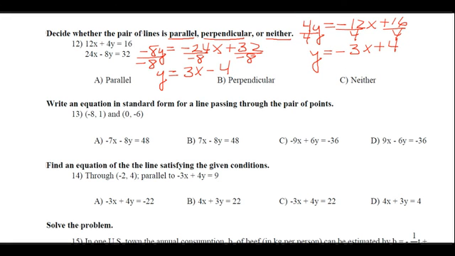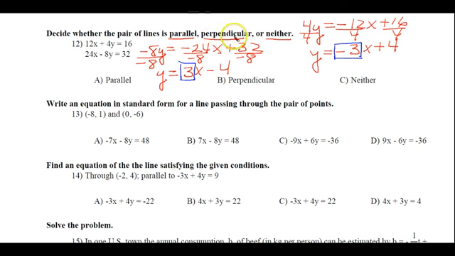Now, what we do is we compare our slopes. So this equation, the slope is 3. This equation, the slope is negative 3. Now, are the slopes the same? No. So the lines could not be parallel.